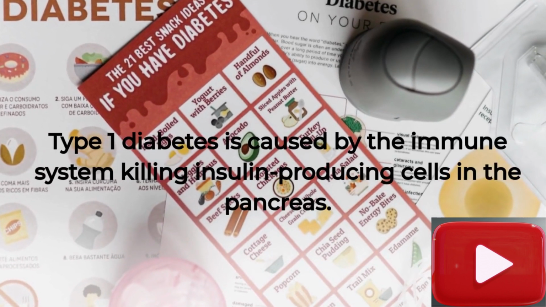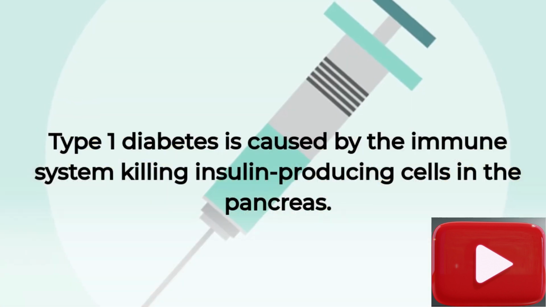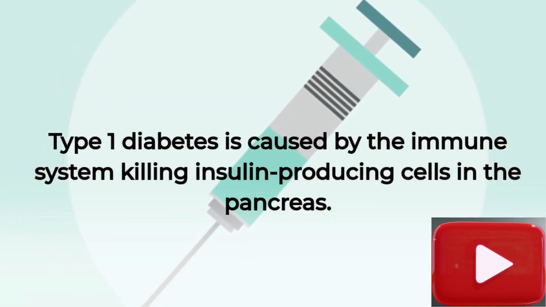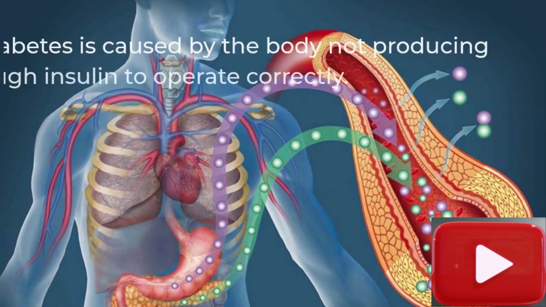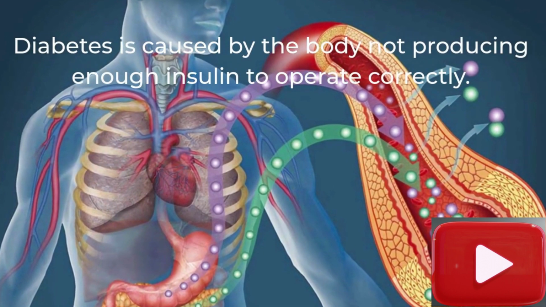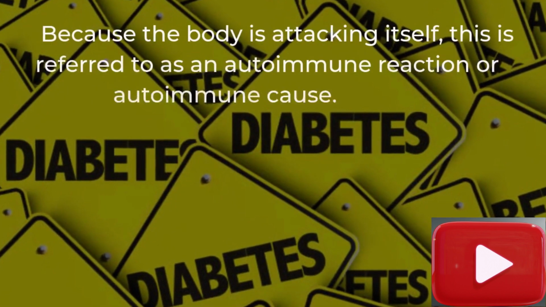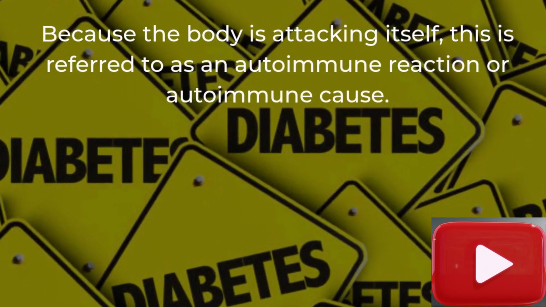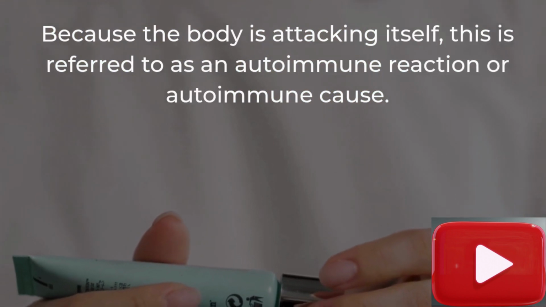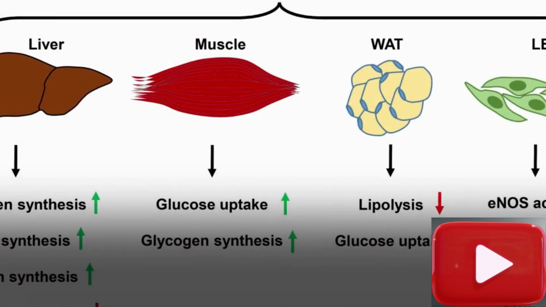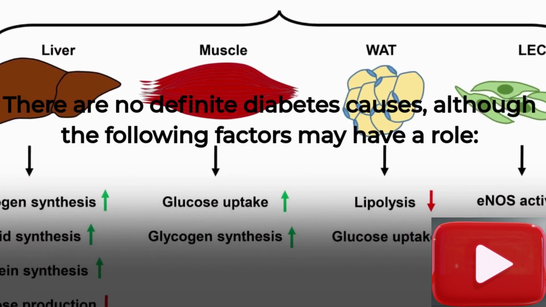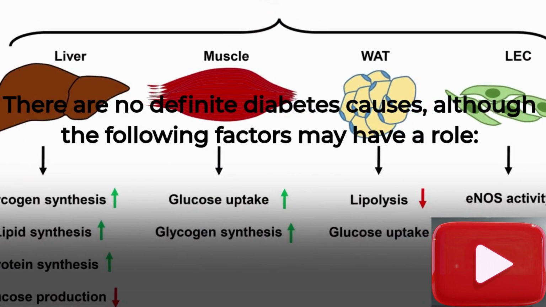Type 1 diabetes is caused by the immune system killing insulin-producing cells in the pancreas. Diabetes is caused by the body not producing enough insulin to operate correctly. Because the body is attacking itself, this is referred to as an autoimmune reaction or autoimmune cause. There are no definite diabetes causes, although the following factors may have a role.